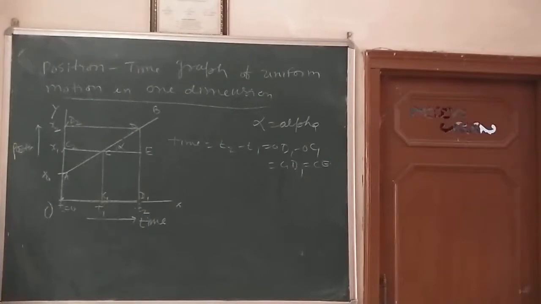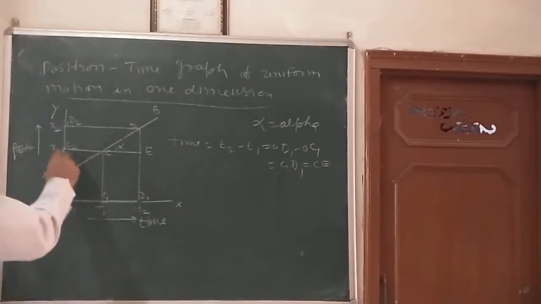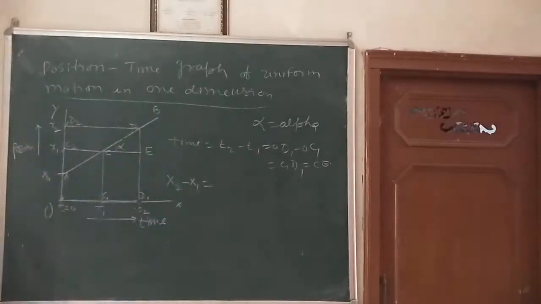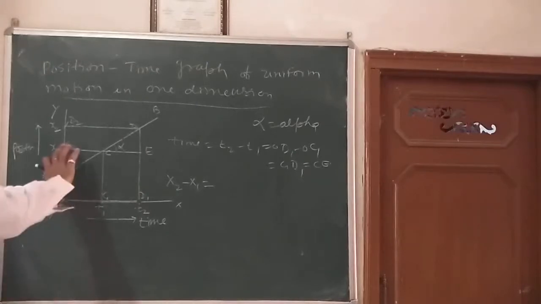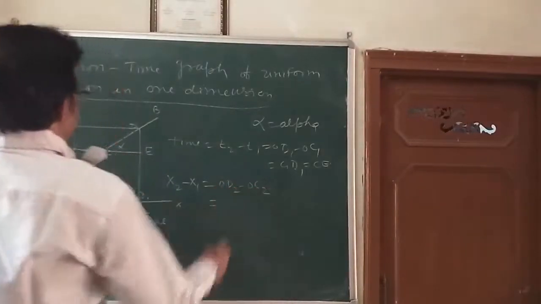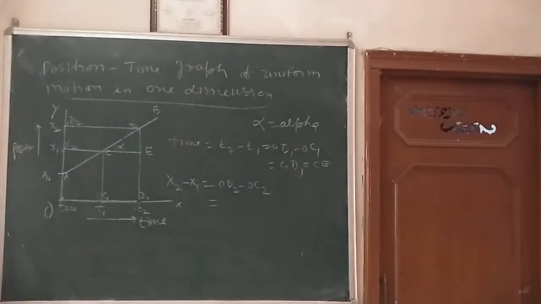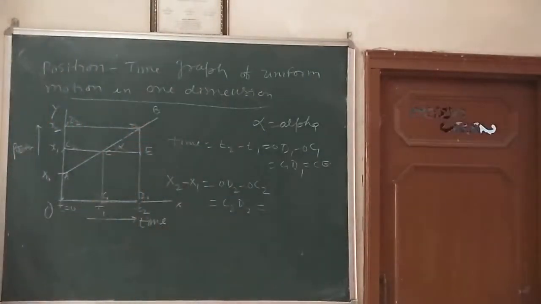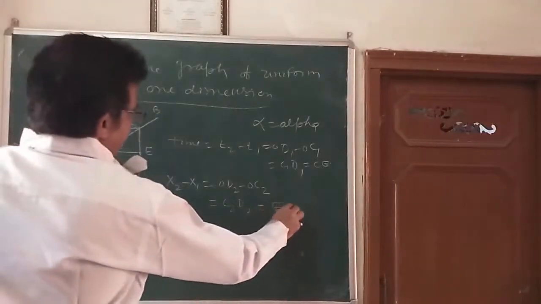Similarly, the displacement here is x2 minus x1. That is OD2 minus OC2, that is equal to C2D2. And that C2D2 is equal to ED. Here is ED.